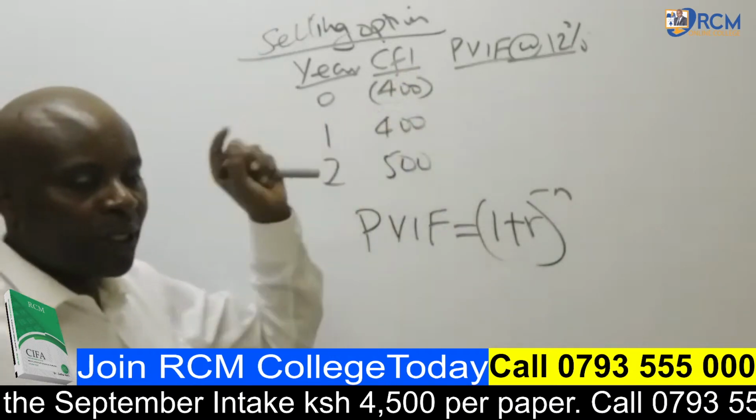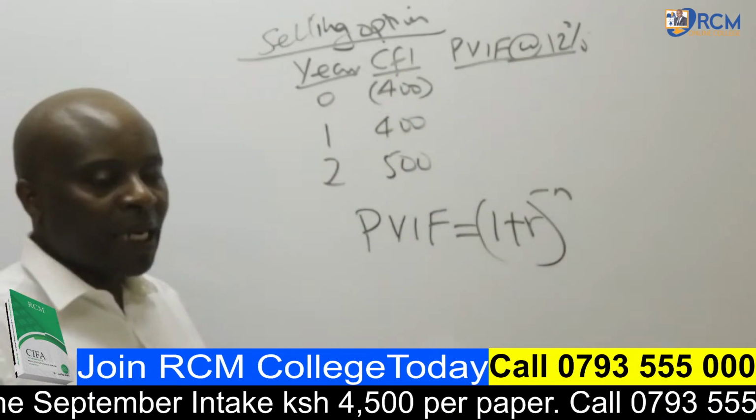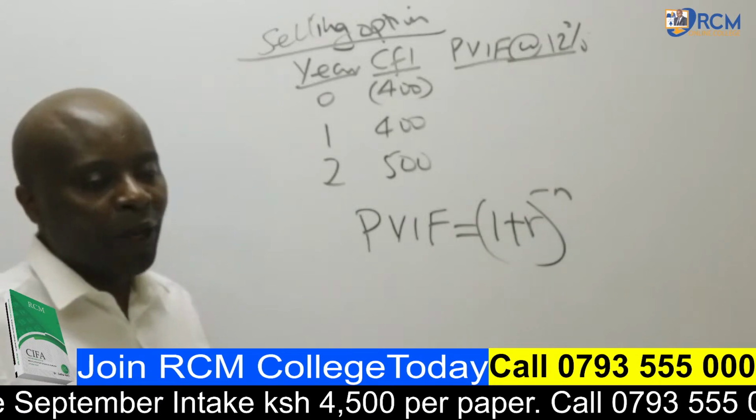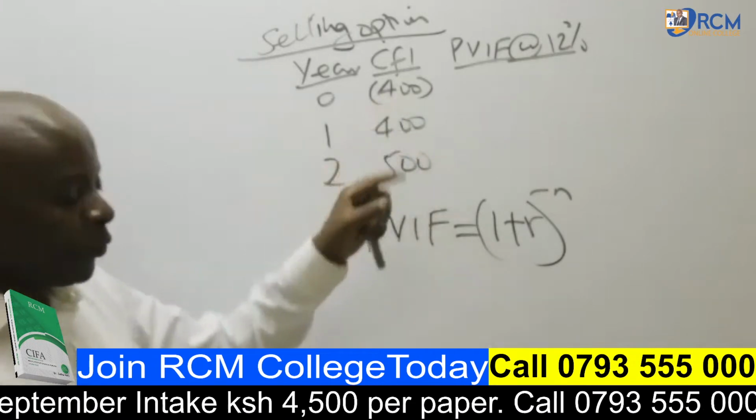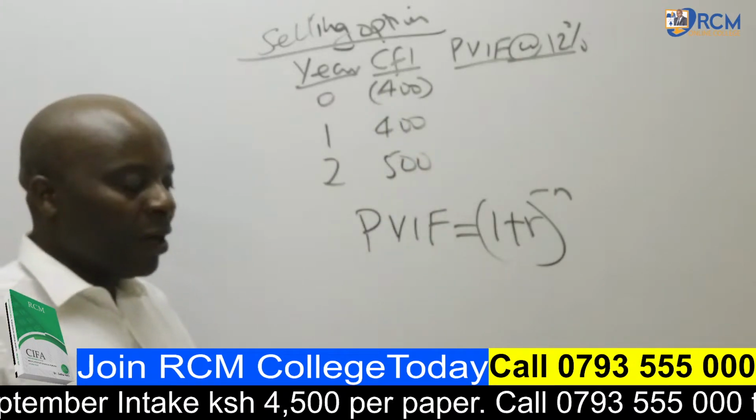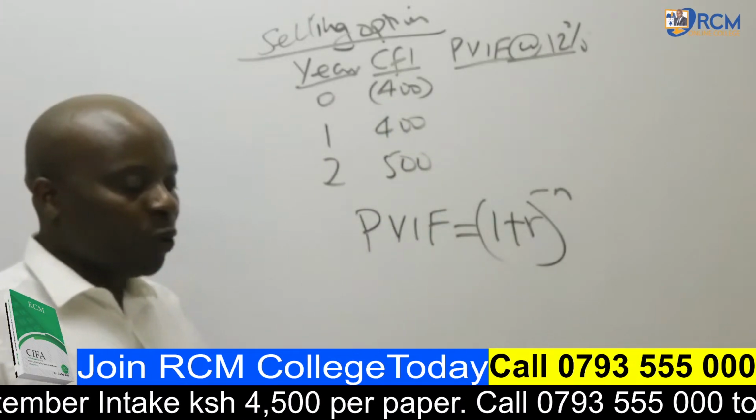Time 0 is the investment time. And if it is an investment time, of course, in this case, it's a cash outflow. We're investing, and then of course money will have to go out. So this is a cash outflow. When we invest like that, in year 1 we shall be able to get 400. Year 2, we get 500.